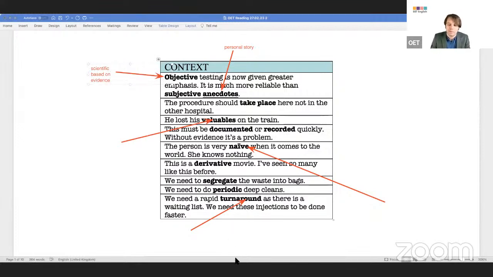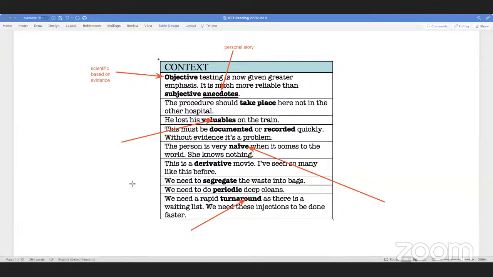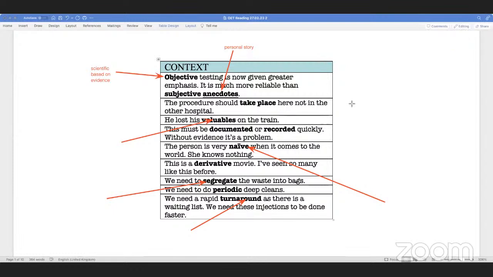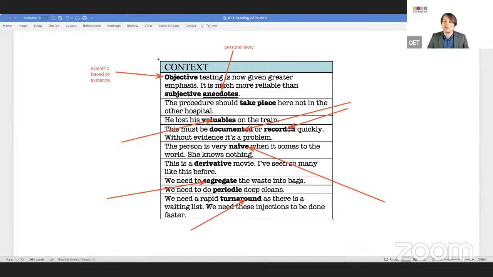Okay, this word means to separate things. Segregate. And I talked to you yesterday in more detail about some of the different meanings of this word. It also has a political meaning. Okay, this word means to write down. Documented. And also recorded can mean to write down as well. Okay, this word means to occur or to happen. Take place.